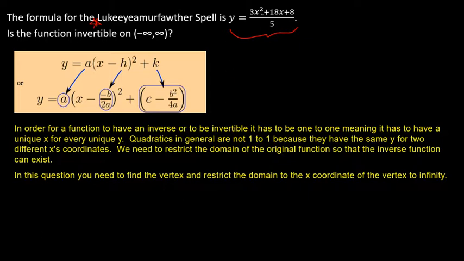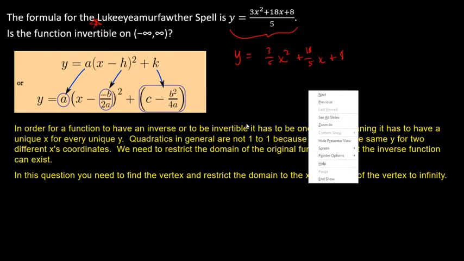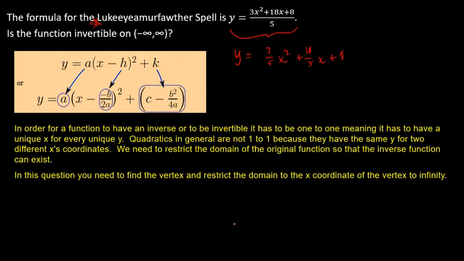So notice that this is a quadratic. It doesn't really look like one, but if I were to rewrite this and separate my terms, 3/5 x squared plus 18/5 x plus 8, now it looks a little bit more recognizable as a quadratic. So in general, quadratics are not invertible for the whole domain of negative infinity to infinity.